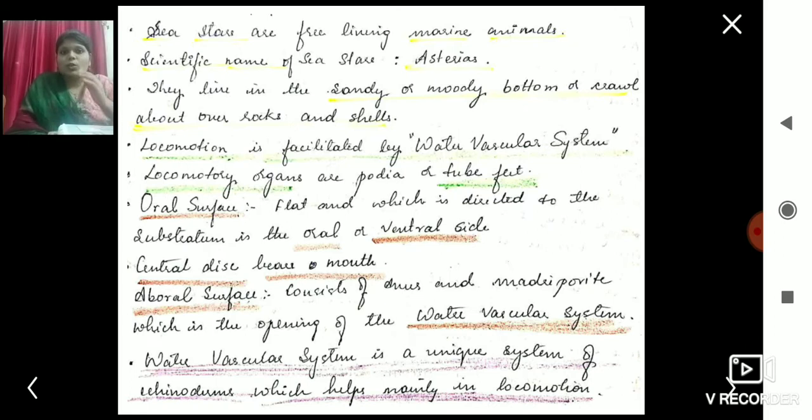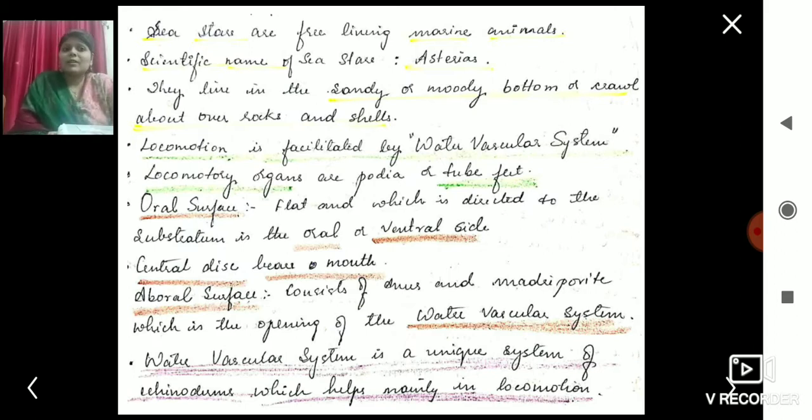Correct? So oral surface, what does it consist of? So oral surface is flat, and it is directed to the substratum. It is the oral or the ventral side or surface that we call. Central disc bears the mouth on the oral surface, whereas the aboral surface consists of the anus and the madreporite, as I explained in the diagram to you all, which is the opening of the water vascular system. So madreporite is the opening of the water vascular system.